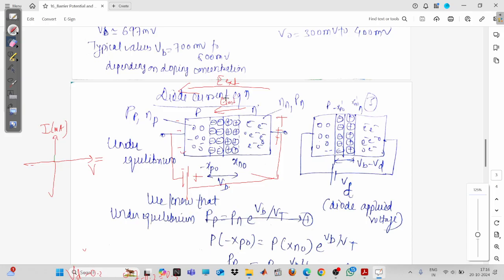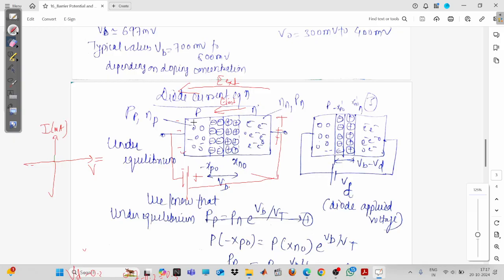So what you can see now, both the fields are aiding each other, or you can say supporting each other. In forward bias, they were opposing each other. Now they are aiding each other. So what is going to happen? Now you can see that this negative will try to attract the majority charge carriers, and this positive will try to attract the electrons which are majority in number.